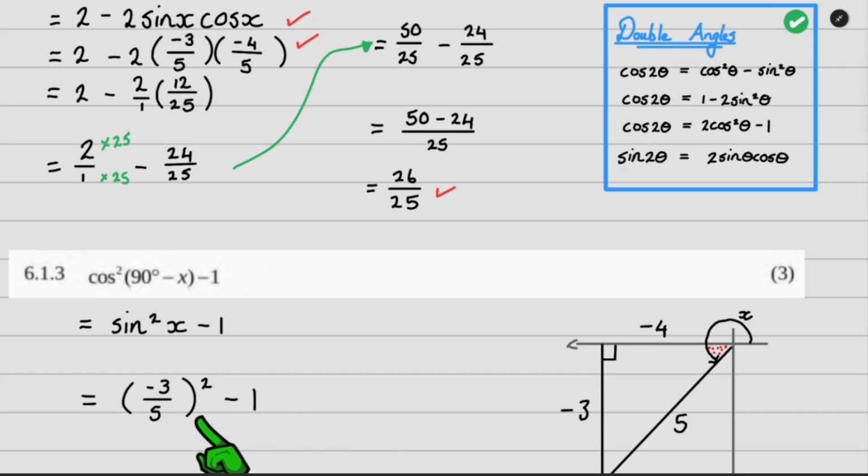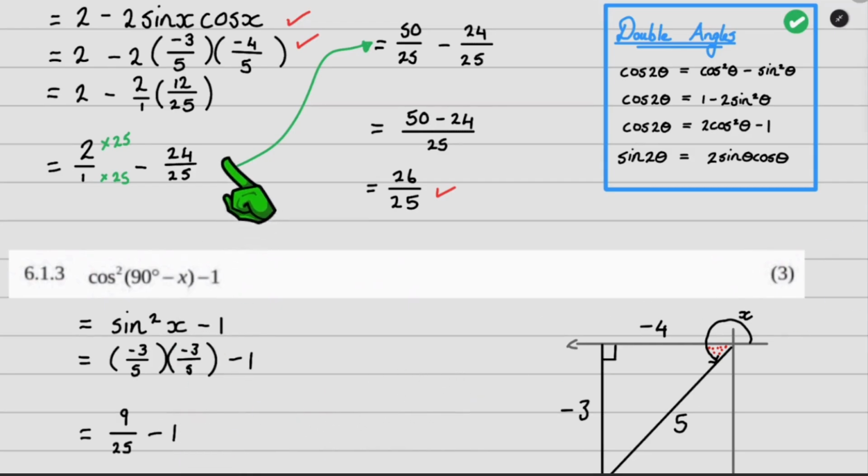And now I'm physically going to work this out. So if I square this, what I imagine makes my life easier is you write the bracket twice, because when you square something, you're multiplying it by itself. And then I do my usual story, top times top, bottom times bottom. So that will give me 9 over 25, and then the minus 1 just stays behind.